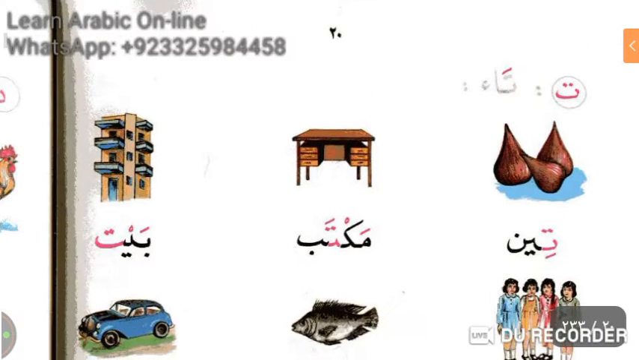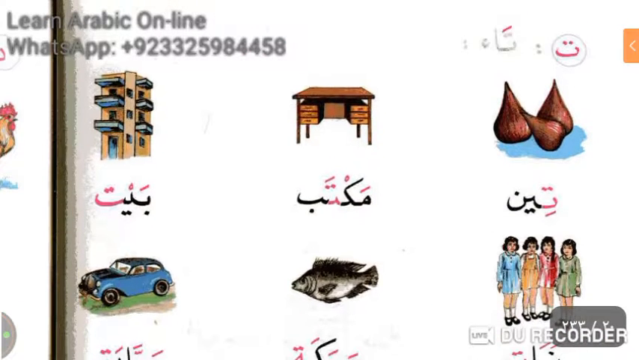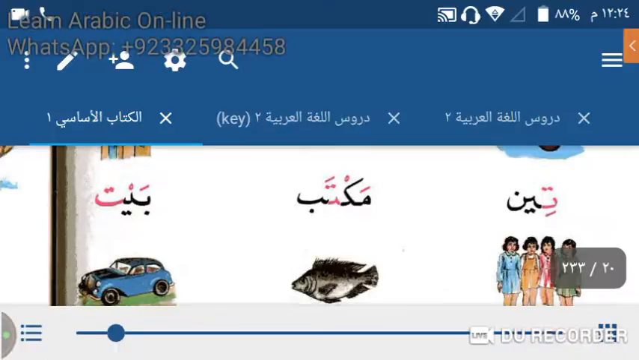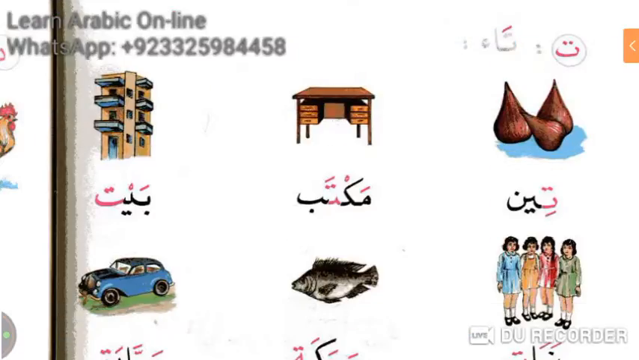On the next page we have the alphabet ta. So start reading it. Are we still on the purple book? Yes, purple book, Al Kitab al Asasi. We are on page 20, right side. Okay, so we have tinun. Tinun means fig.